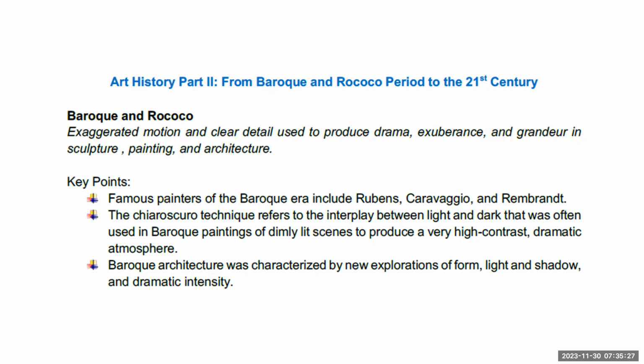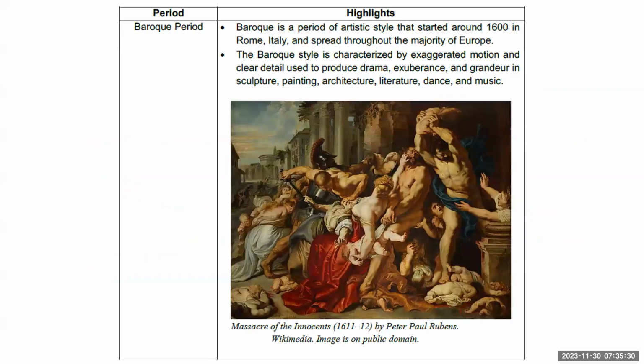Okay, now as we go along with this discussion, we are going to understand that it also goes into different periods. Say, for example, the Baroque period is a period of artistic style that started around 1600, wherein majority of these are found in Europe. The Baroque style is characterized by exaggerated motion and clear detail used to produce drama, exuberance, and grandeur in sculpture, painting, architecture, literature, dance, and music.